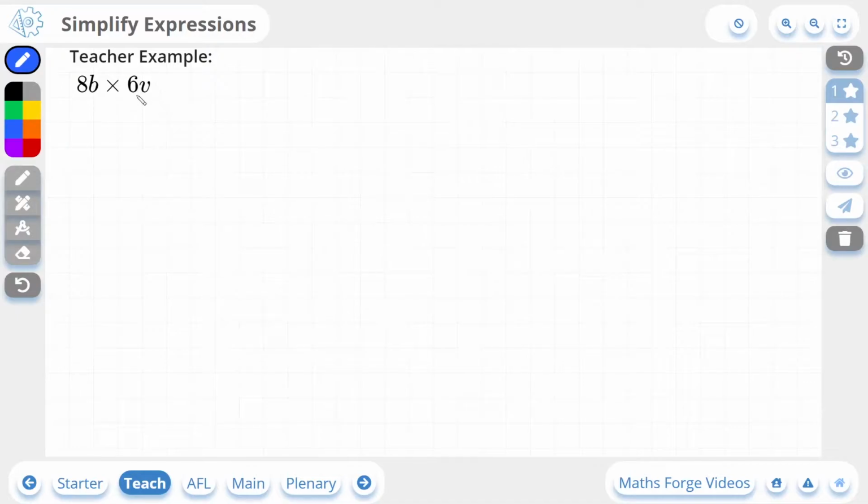So let's take a look at our first example. Here we're being asked to multiply 8b by 6v. How we would multiply these two terms in this case is we do the numbers first. So I'm going to do 8 multiplied by 6, which is going to give us 48. I then multiply b by v. b times v is just bv. So we have 48 times bv.